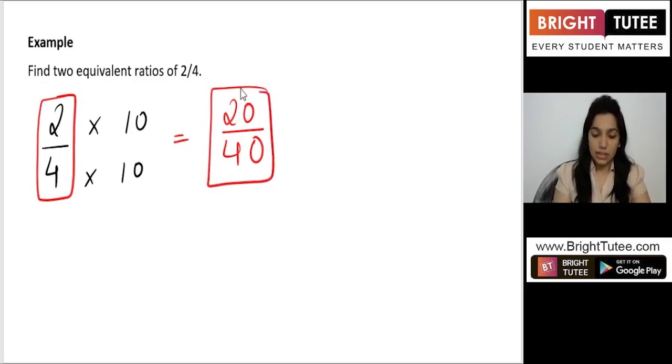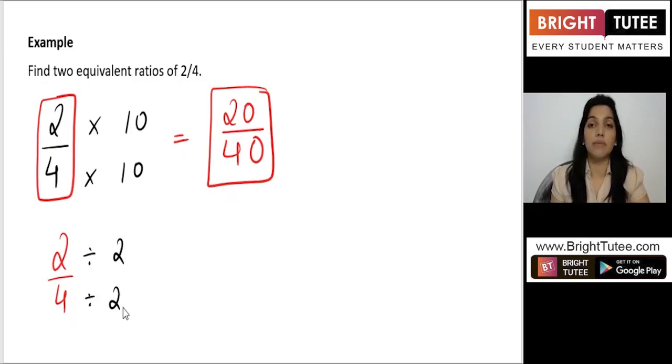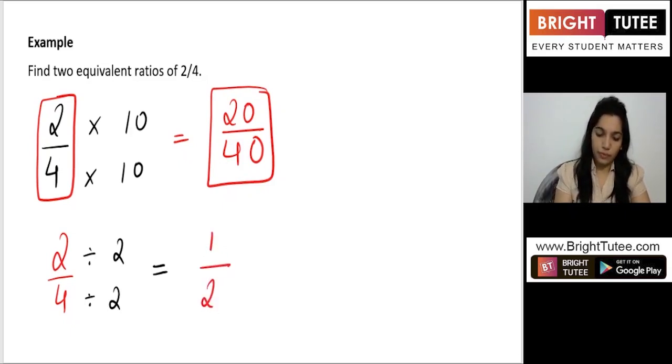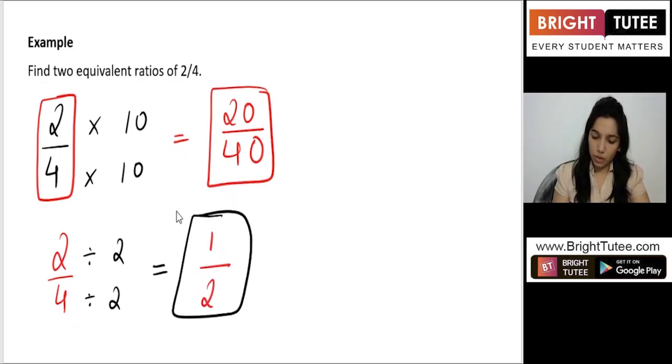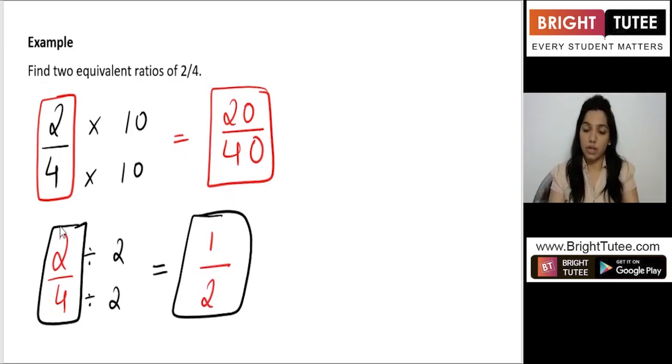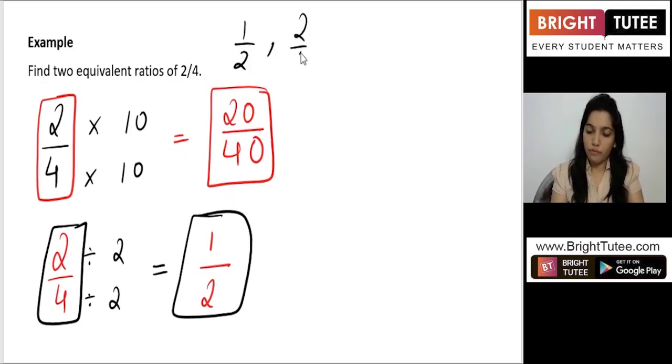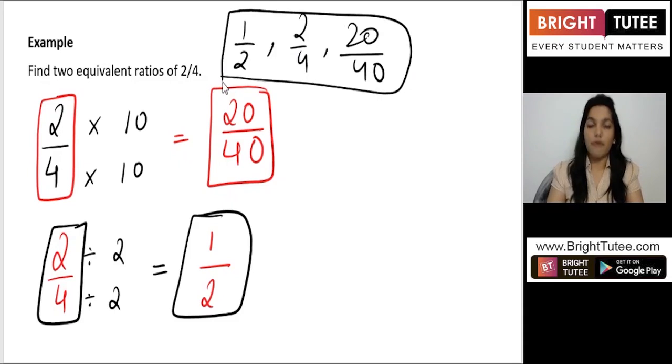Let us write down some other equivalent fraction to 2 over 4. We can divide the numbers by 2, because we can clearly see that both these numbers are in the 2 times table. So 2 is the highest common factor for these numbers. On dividing 2 and 4 by 2, we get the answer as 1 over 2, right? So what do we see? That 1 over 2 and 2 over 4 are equivalent fractions. In fact, 1 over 2, 2 over 4, 20 over 40, these are all equivalent ratios.